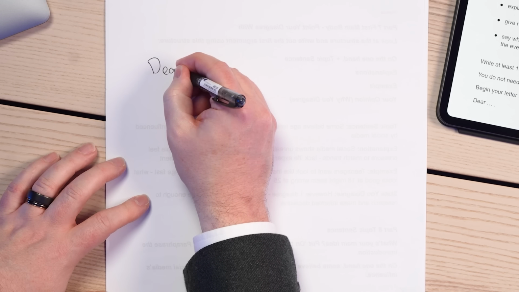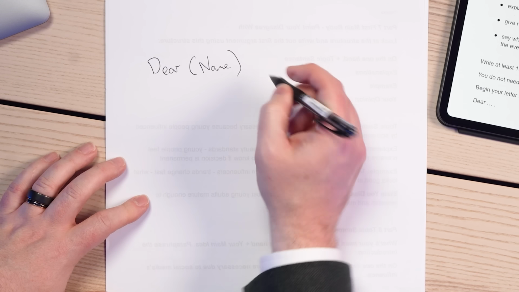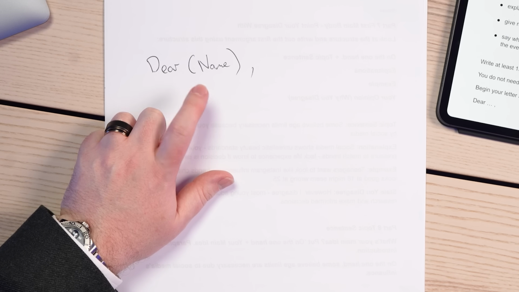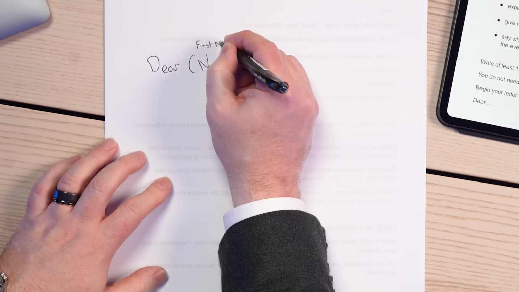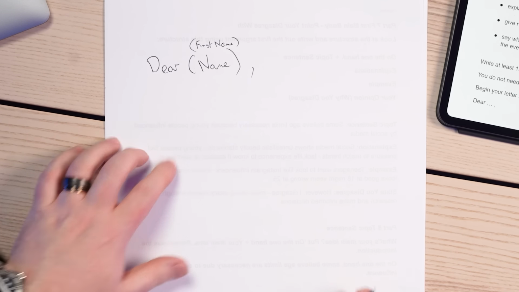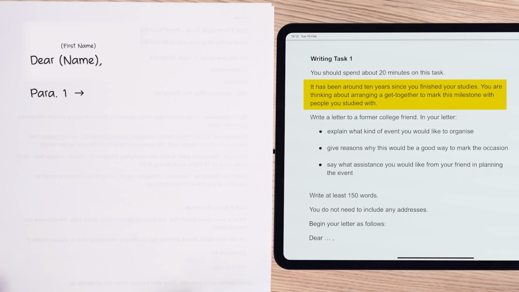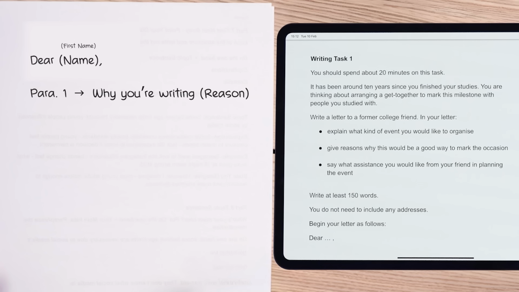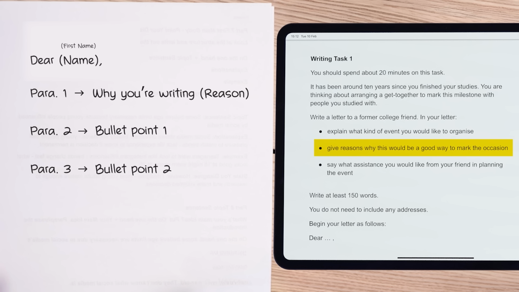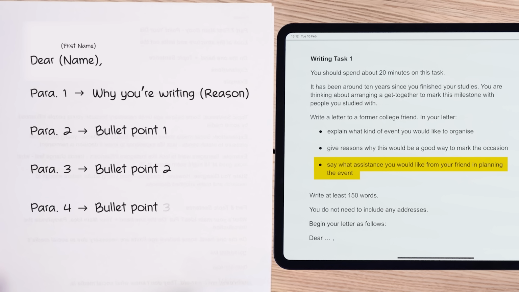So we always start it with dear name. Because it is an informal letter, we just make up a name. Don't overcomplicate it, pick a name. For informal, we just go first name. Formal, you could use Mr. or Mrs. or something like that, but first name for informal. Then paragraph 1, the reason why you're writing. So dear name, why I'm writing. Then paragraph 2, bullet point 1. So this one. Paragraph 3, bullet point 2. So it'll be this one. And then paragraph 4, bullet point 3. Okay. And then you're finishing it off, kind regards.